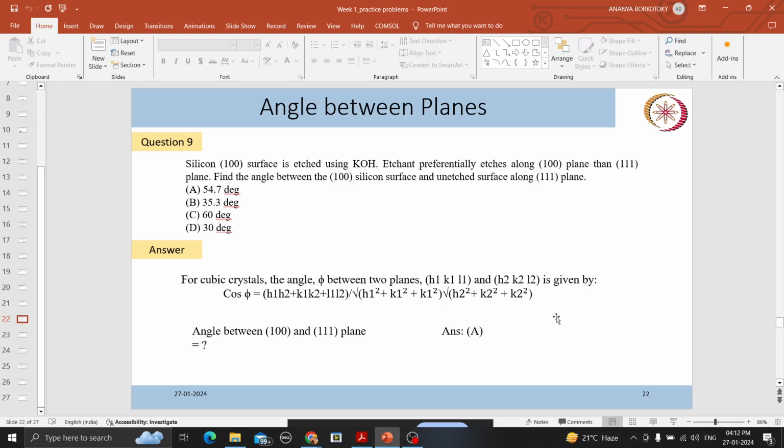Yeah, what you said is correct. For planes also we can write the equation. So this particular formula is for the cubic crystal system. What happens in cubic crystals is that the directions and the planes are orthogonal. What I mean by this is that the 100 plane is orthogonal to the 100 direction.